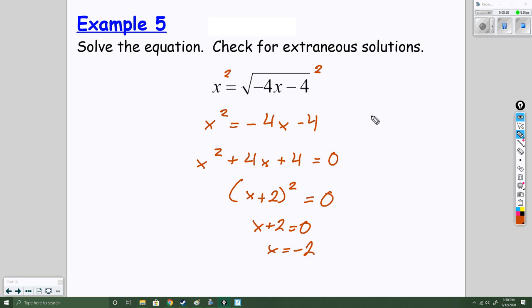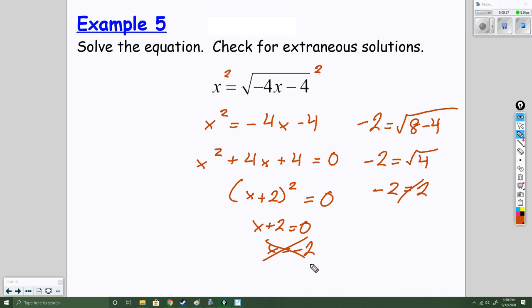And let's plug it in to double check. Negative 2 times negative 4 is 8. 8 minus 4 is 4. And the square root of 4 is 2. But 2 doesn't equal negative 2. In this case, we have no solution. All right, the apparent solution that works actually doesn't when we plug it back into the original equation.